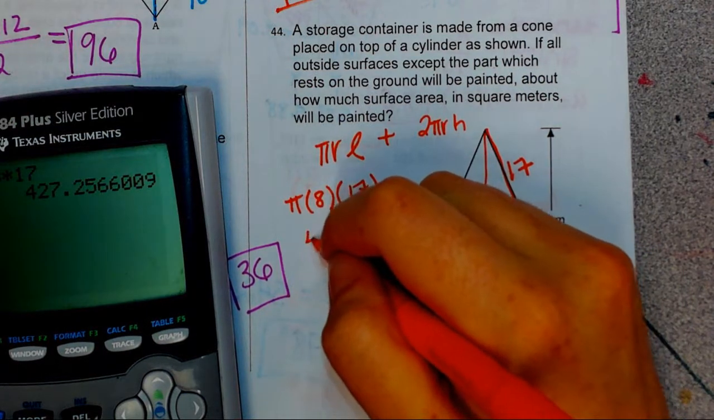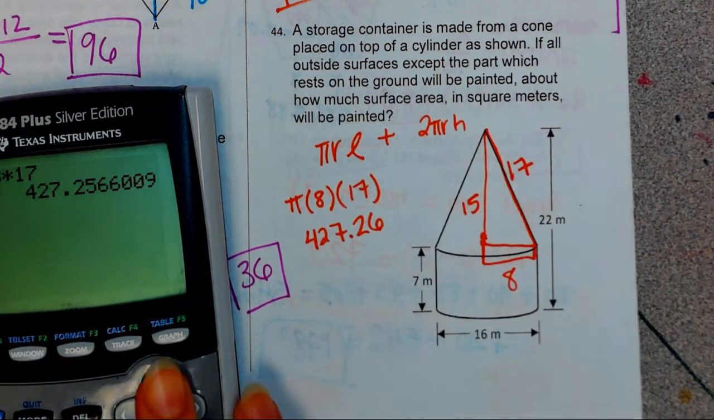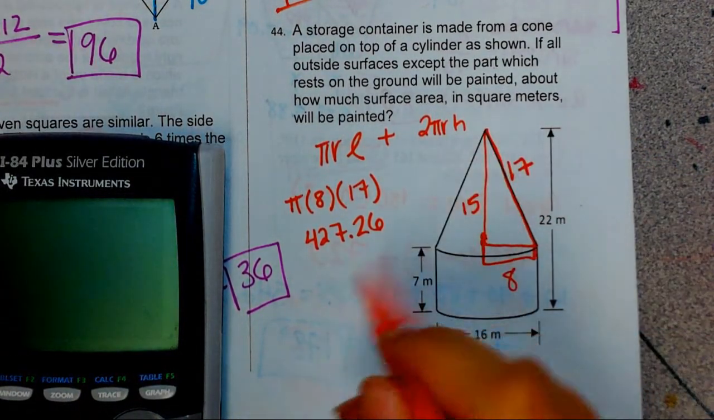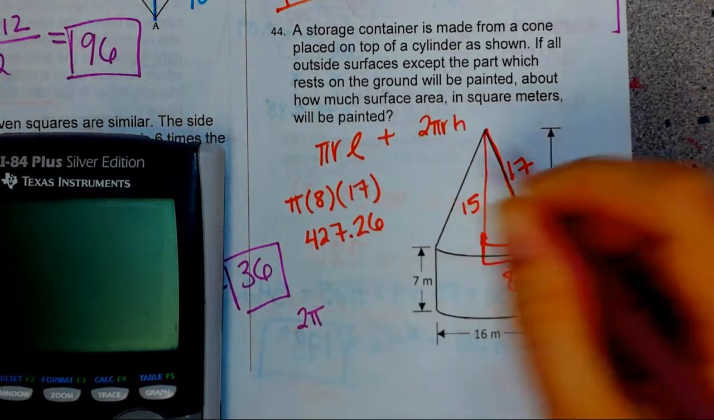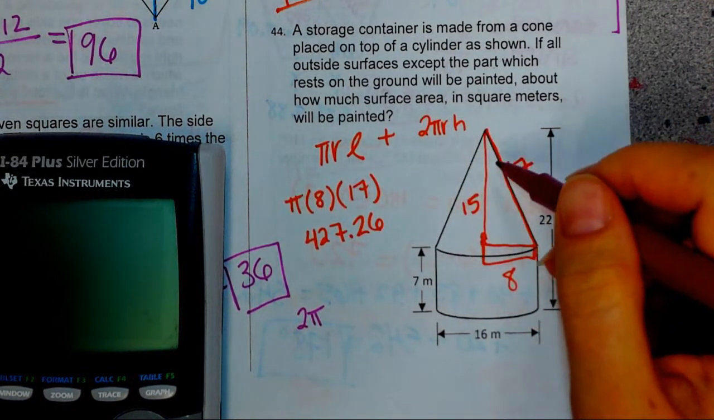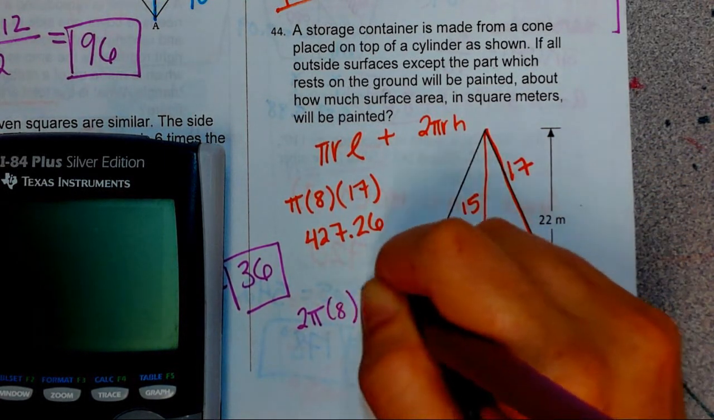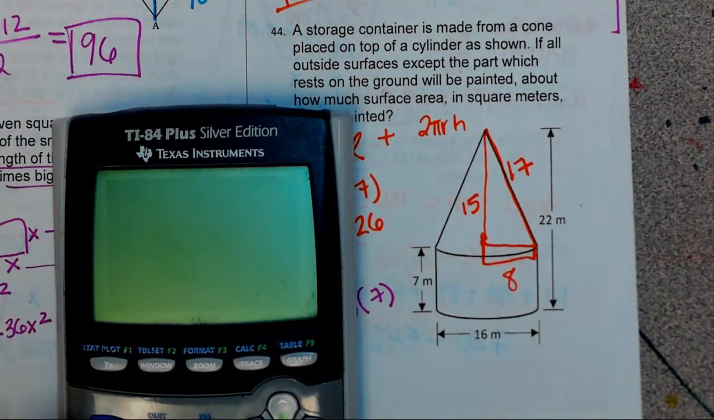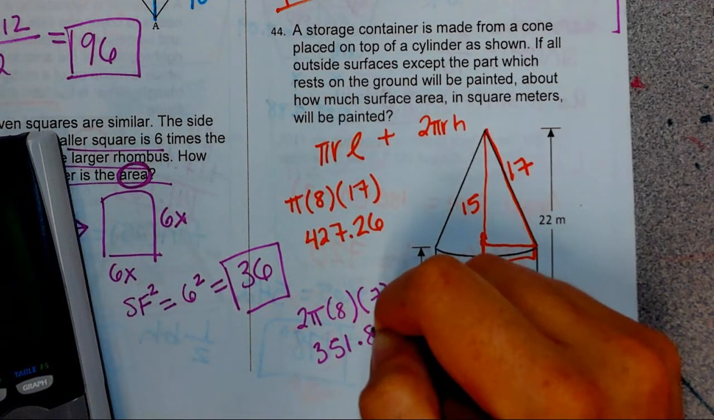is equal to 427.26. And then next we have 2 pi RH, so that's 2 pi, and then this is for the cylinder, not the cone, so we want to use the radius of the cylinder, 8, and the height of the cylinder, which is 7. So 2 pi times 8 times 7 gives us 351.86.